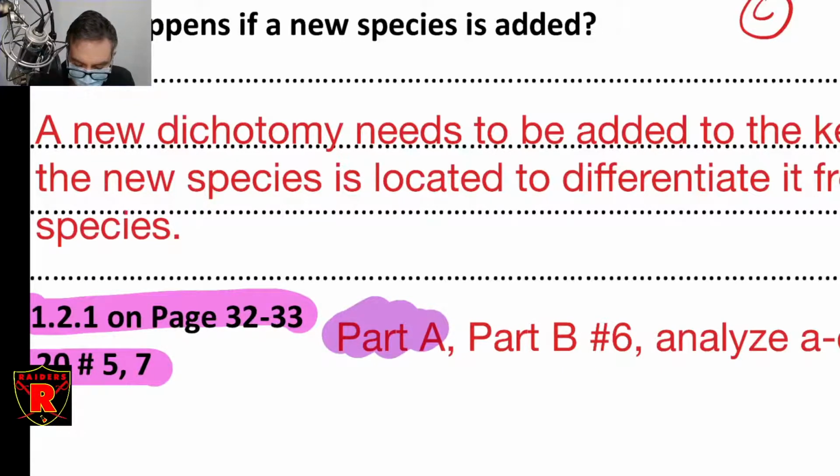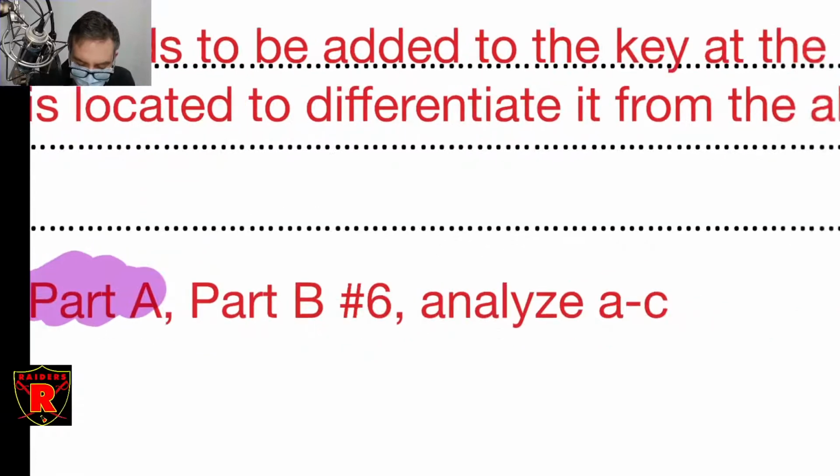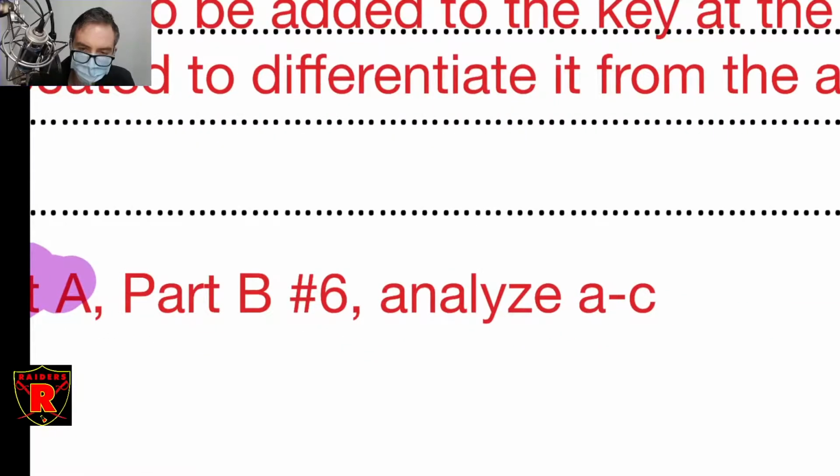So in part A, they're just asking you to use the key to identify some things. There's really not much that you have to write down for part A. It's just asking you to practice using a key to identify some things. Then in part B, you only need to do number 6. Number 6 is asking you to build a key from a number of organisms that are at the bottom of the page.